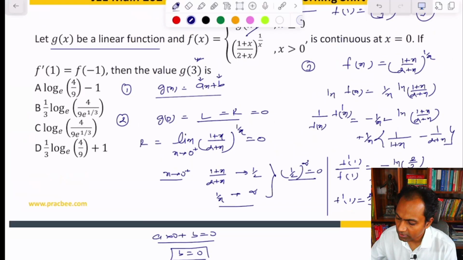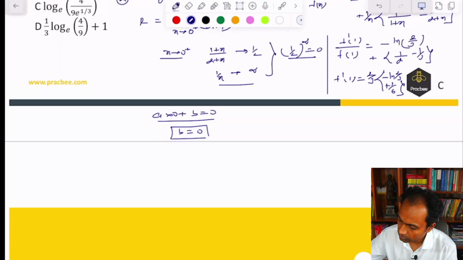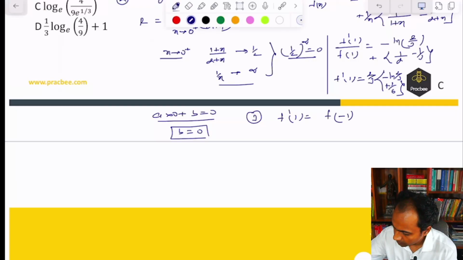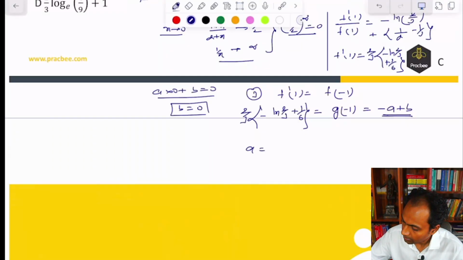Now what they are saying is equate this to f of minus 1. F of minus 1 would be the value of g of minus 1. So in the third part, we will take f dash of 1 and equate it to f of minus 1. This value is 2 by 3 times minus ln of 2 by 3 plus 1 by 6, and f of minus 1 would be equal to g of minus 1, and g of minus 1 is minus a plus b. B already came out to be 0. So from here the value of a comes out to be, since b is already 0, 2 by 3 ln of 2 by 3 minus 1 by 9.